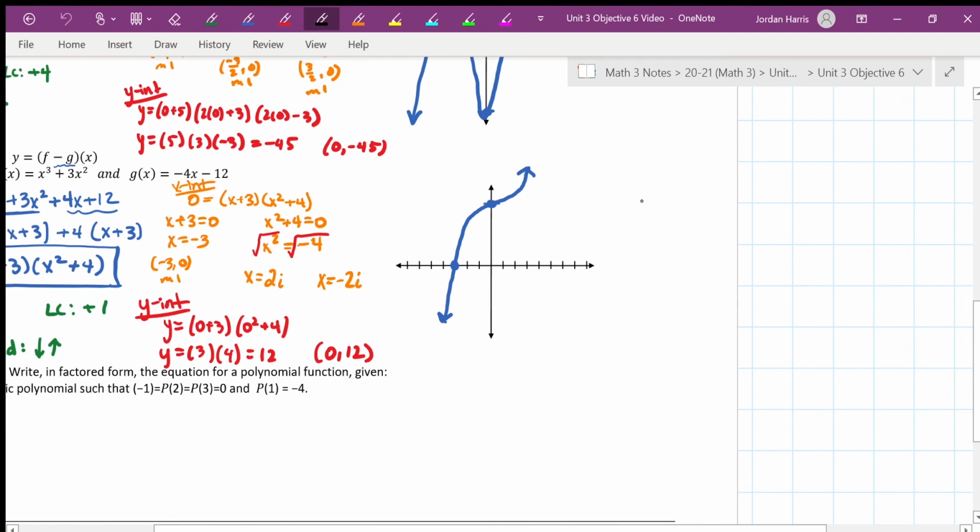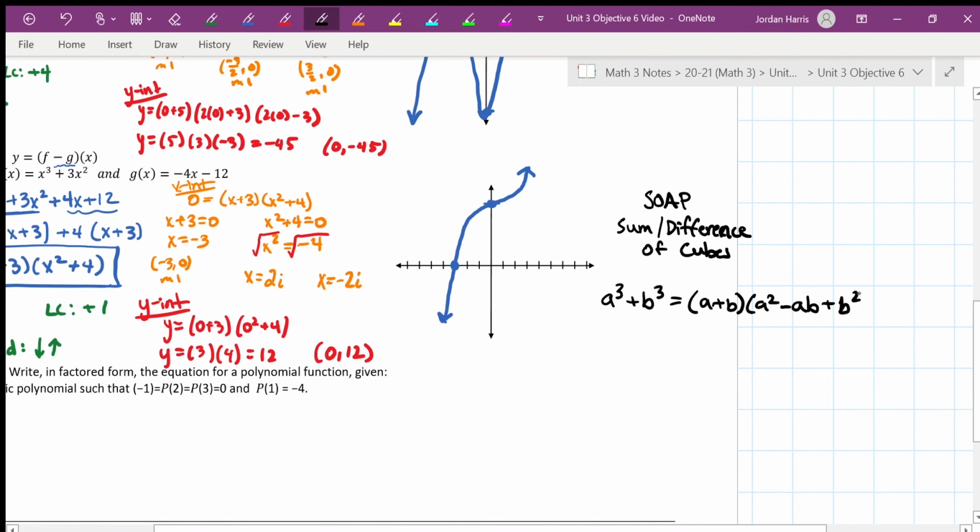So just on the side here, remember that is sum or difference of cubes, so perfect cubes. If you had a cubed plus b cubed, you end up with a plus b, times a squared minus ab plus b squared. Remember SOAP: that is same. We look at our sign, it's the same, opposite, always positive. That's why we call it the SOAP method.